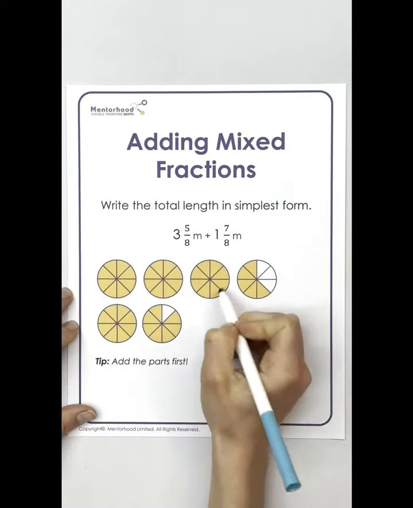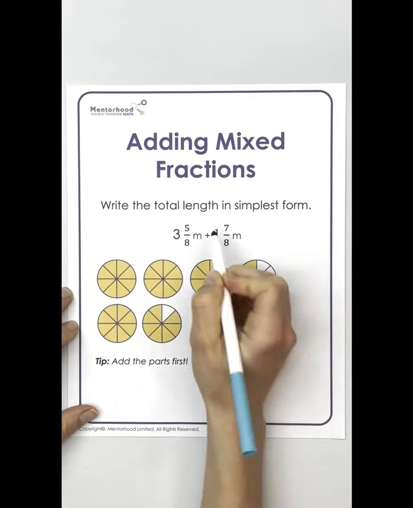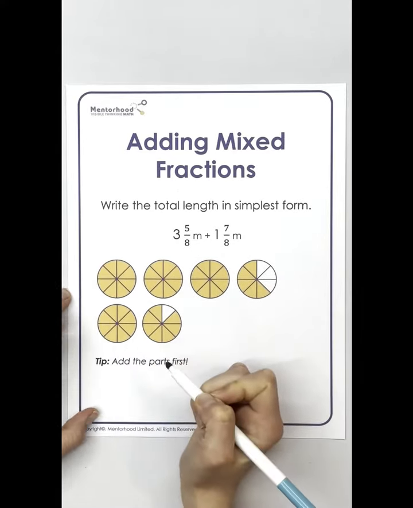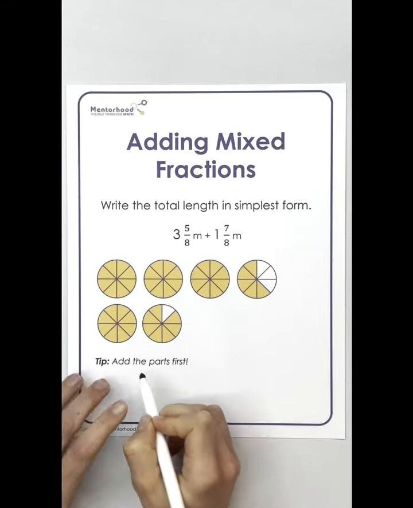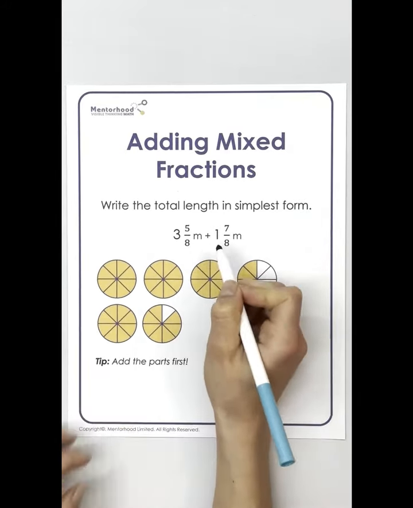So we've represented them here in a pie diagram array. So we've got 3 wholes and 5 eighths. And then we've got 1 whole and 7 eighths. Now this is going to be pretty simple. So we're going to add the parts first. So you always want to add the parts first when you're adding mixed numbers. And you'll see why in a second.